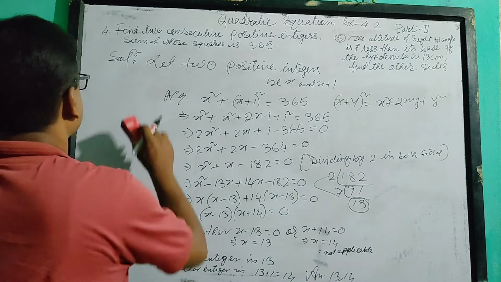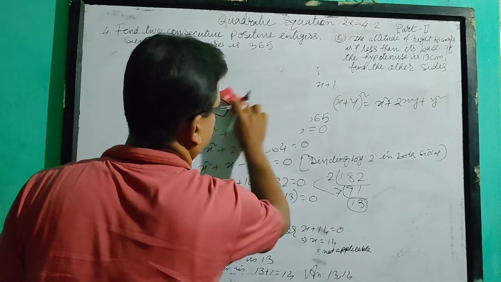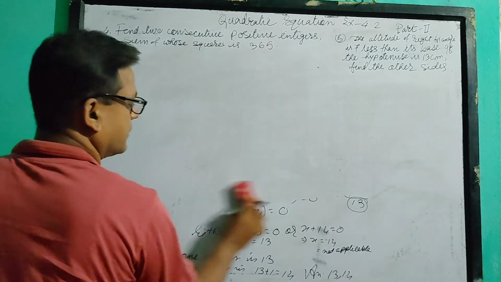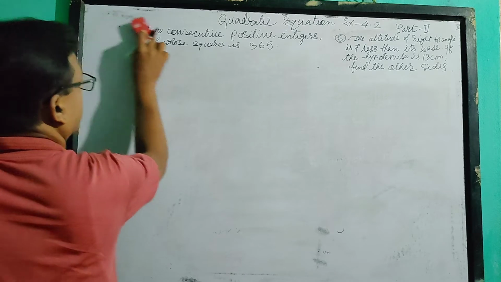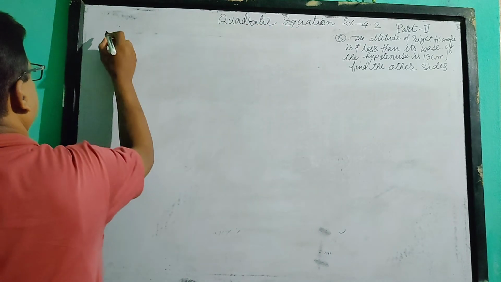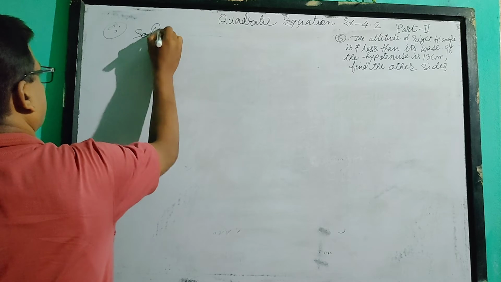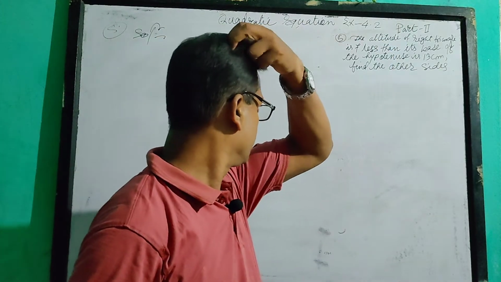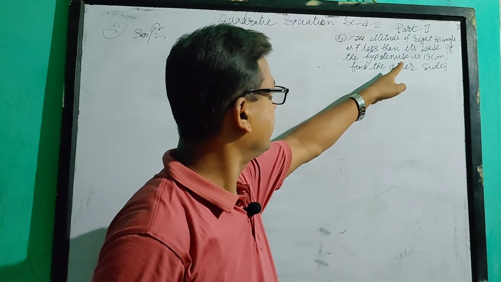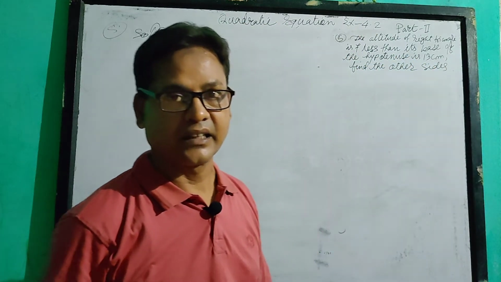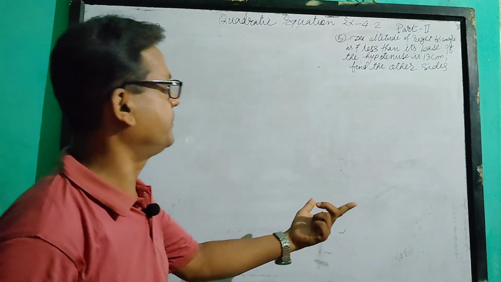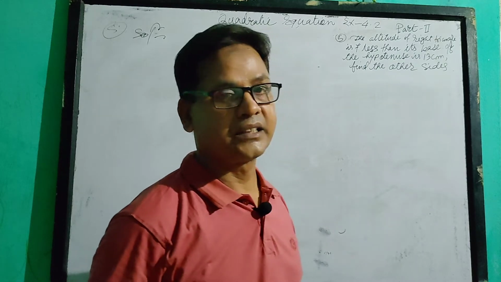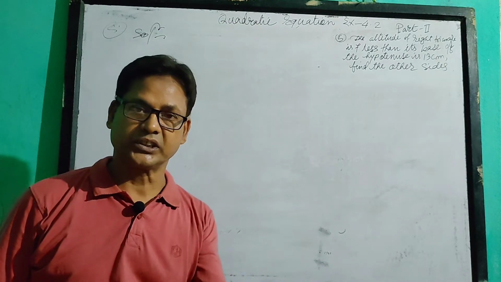Now question number 5. What is given in 5? Question number 5 solution. Here is given: the altitude of a right triangle is 7 less than its base. What is the base? The altitude will be 7 less than the base. If the hypotenuse is 13, find the other sides. Other sides means the altitude and the base.